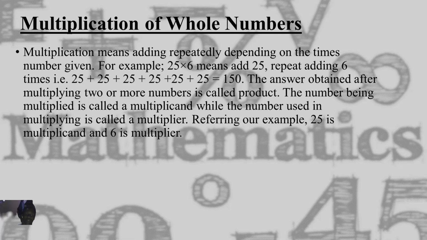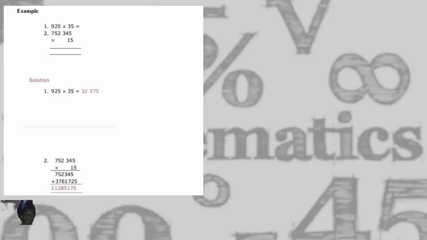The number being multiplied is called a multiplicand, while the number used in multiplying is called a multiplier. Referring to our example, 25 is the multiplicand, and 6 is the multiplier. Let's have an example here. Multiplication too can be arranged vertically or horizontally. So this is the vertical one and this is the horizontal one.